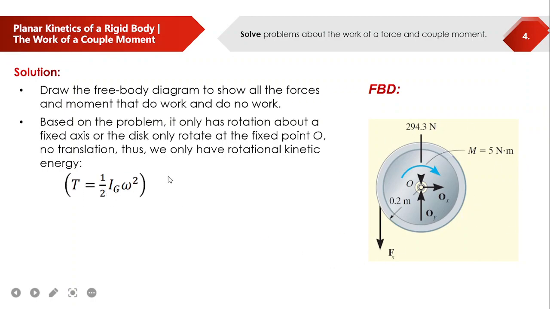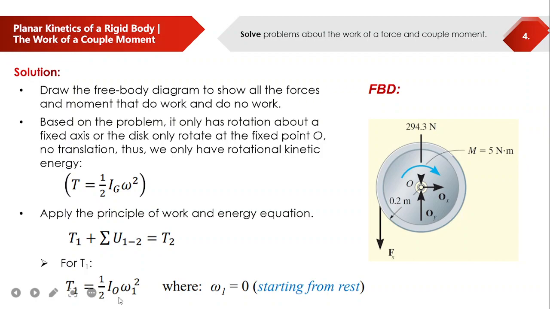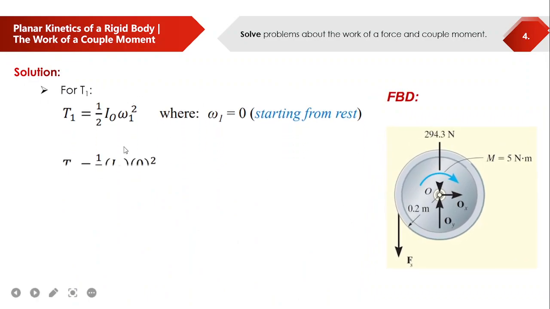So therefore, your total kinetic energy for this disc is 1/2 of the moment of inertia sub G times the square of the angular velocity. So apply the principle of work and energy equation. We have here T sub 1 plus the summation of all the work 1 to 2 is equal to T sub 2. For T sub 1 naman, we have your 1/2 I sub O times angular velocity sub 1 squared, where angular velocity sub 1 is 0 from starting from rest. So your T sub 1 is equal to 0. Okay. Simple lang. So T sub 1 is equal to 0.